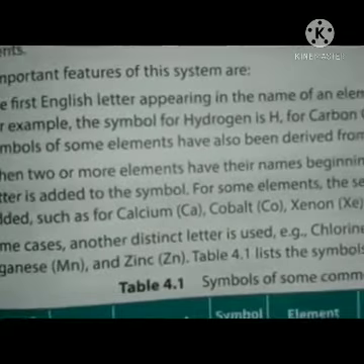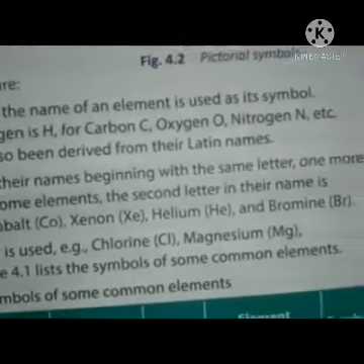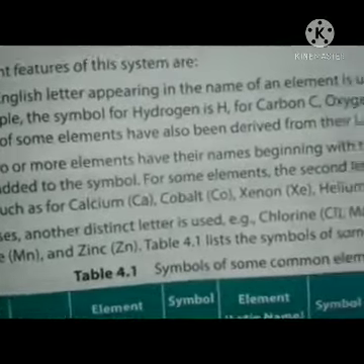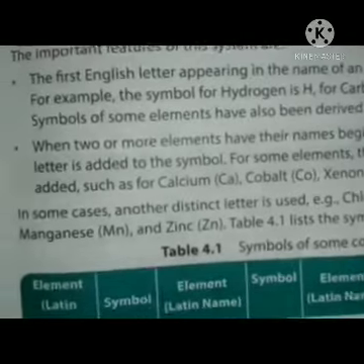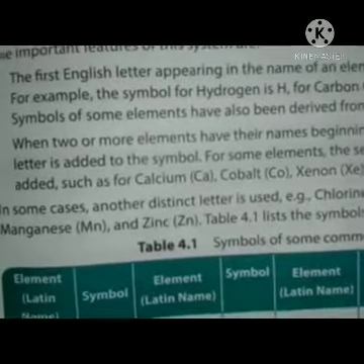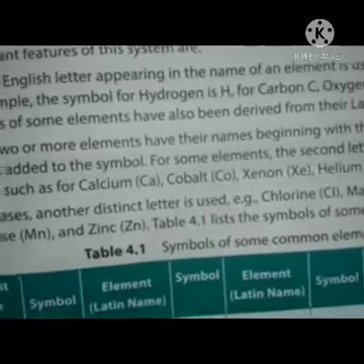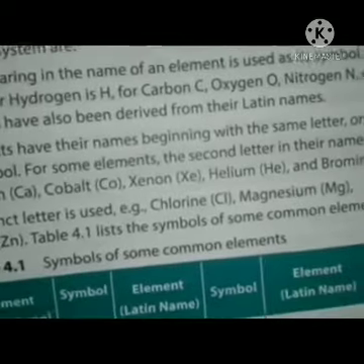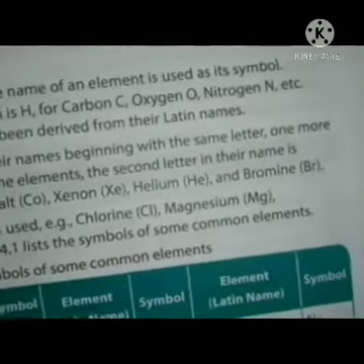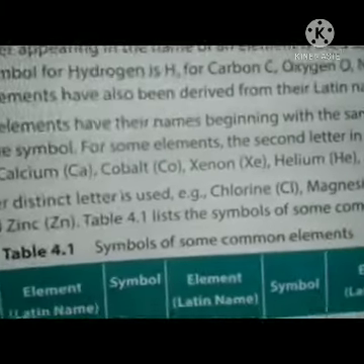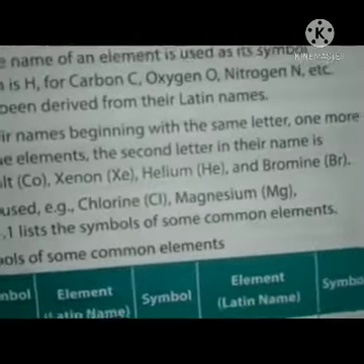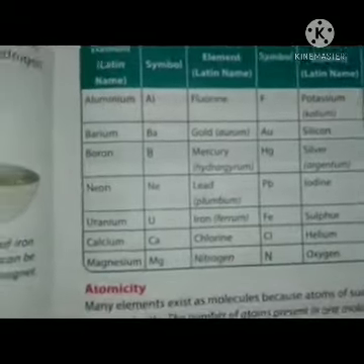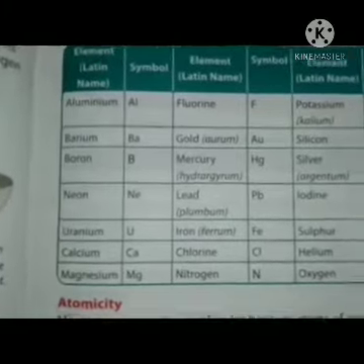When two or more elements have names beginning with the same letter, then one of the other letters is added to the symbol, and that will be a small letter. For example, calcium is C followed by small a. Cobalt is C followed by small o. Xenon is X followed by small e. Helium is H followed by small e. Bromine is B followed by small r. Like that, chlorine is C followed by small l. Magnesium is M followed by small g. So these are the symbols or the list which you have to learn by heart. This is going to be in your exam.